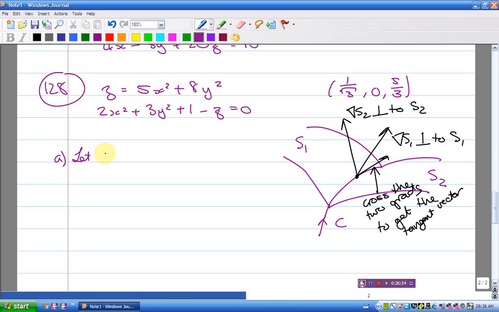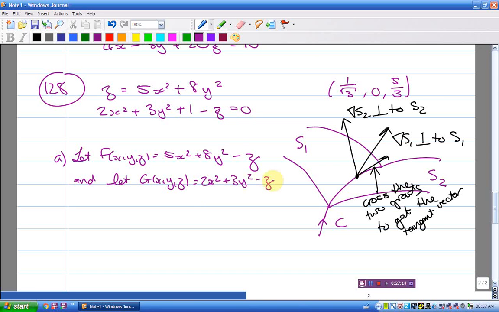So let my one function be 5x squared plus 8y squared minus z. Remember, you've got to bring all the variables together. Yes, question? Could you please go through that diagram again? Okay. Let me write this down. 3y squared minus z.